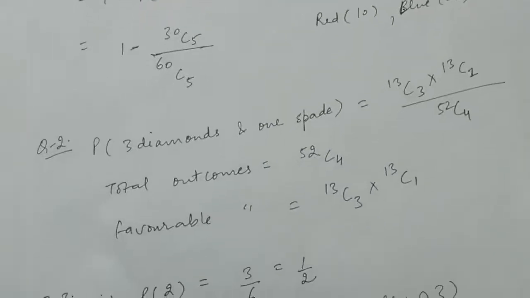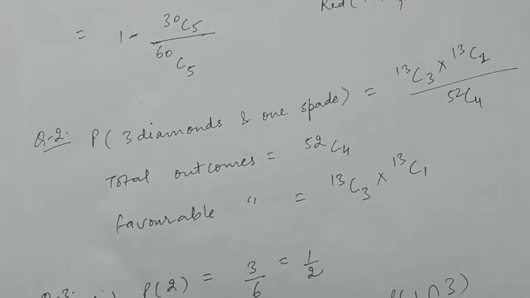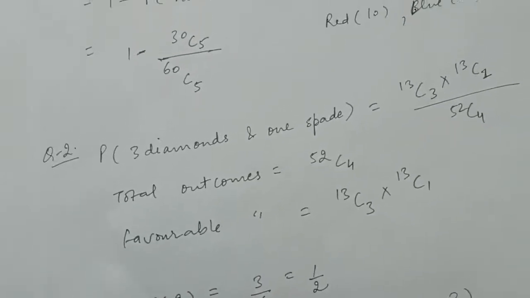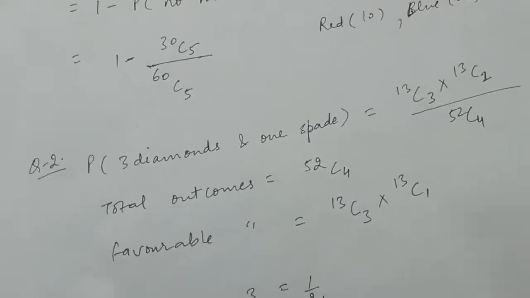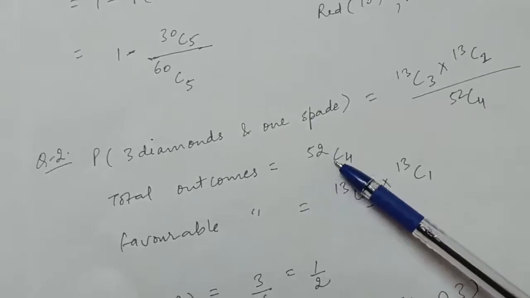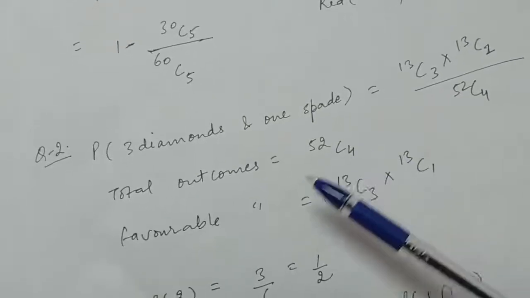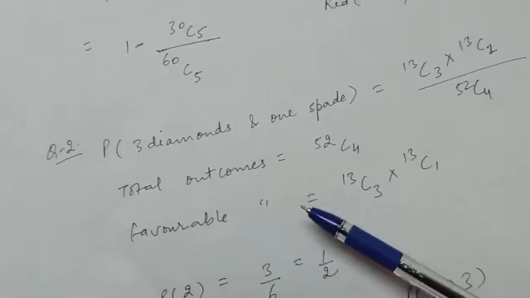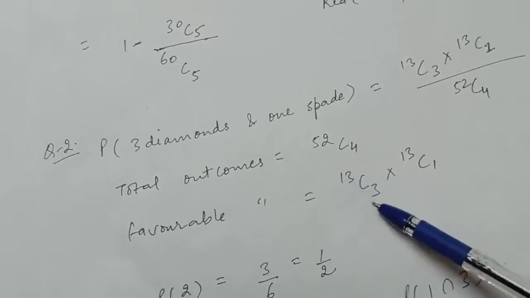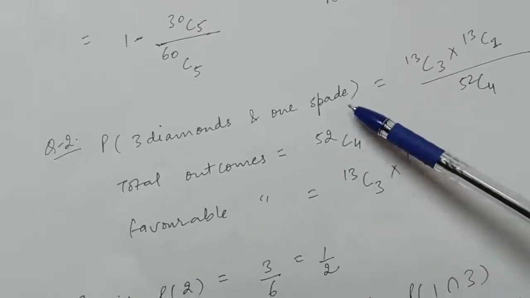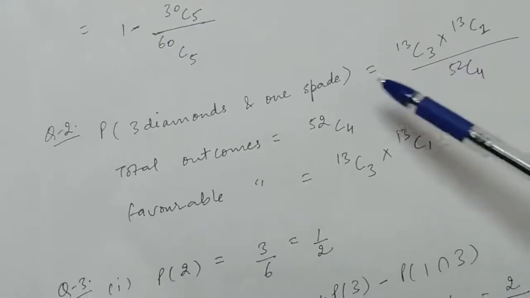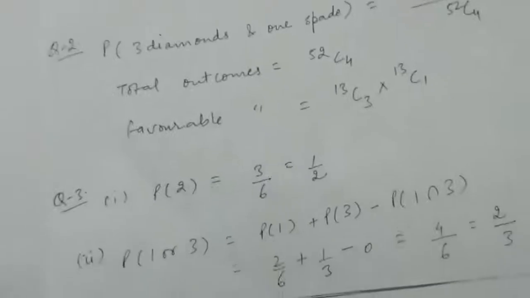Now question number 2 is, 4 cards are drawn from a well shuffled deck of 52 cards. What is the probability of obtaining 3 diamonds and 1 spade? Now see, total outcomes will be, out of 52 we want to select 4, which can be done in 52C4 ways. Now favorable will be, because they are asking 3 should be diamonds, that is out of 13 diamonds we have to select 3, into 1 should be a spade, so out of 13 spades we want to select 1. So favorable upon total will be the probability, right?